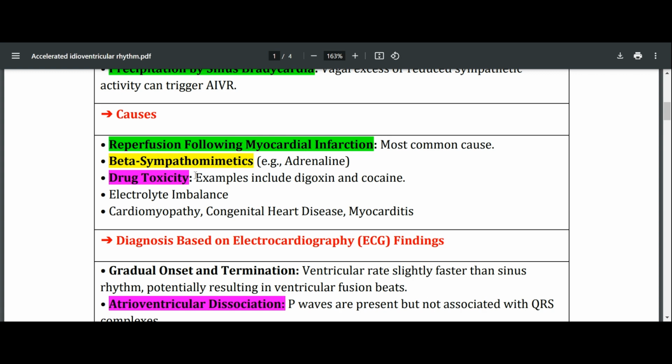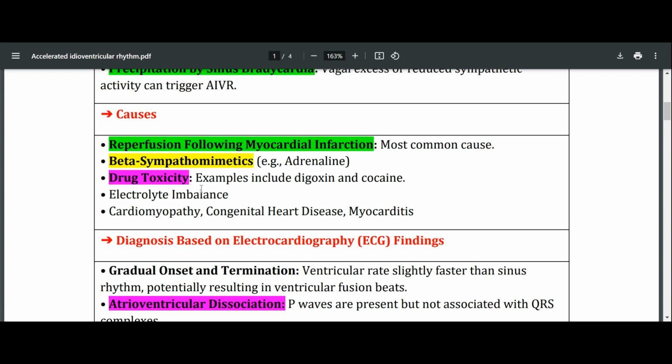Like I have mentioned earlier, the most common cause is reperfusion following MI. This is the most common cause of accelerated idioventricular rhythm. Then there are beta sympathomimetics like adrenaline and noradrenaline. Drug toxicity also causes this rhythm, like digoxin toxicity and cocaine toxicity.